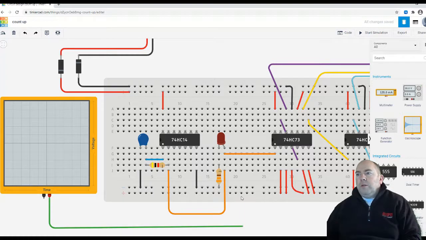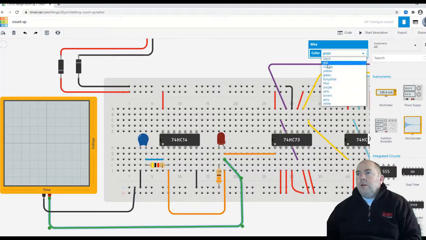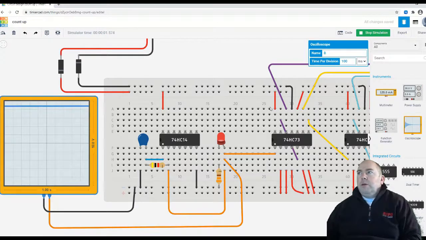So from our positive, we'll just put that on the output here. Negative of the oscilloscope will just tie to the ground or the negative of the system. It's black, we'll call this orange, just to match the wires that it's attached to. Let's actually watch this and we'll try to see what the actual frequency and period of our output is here.